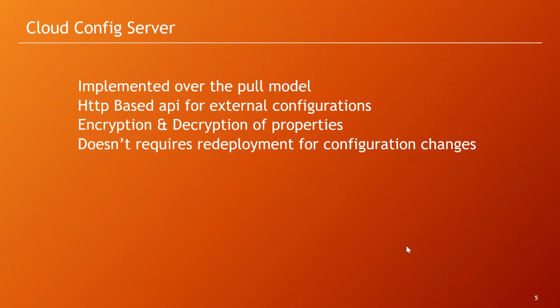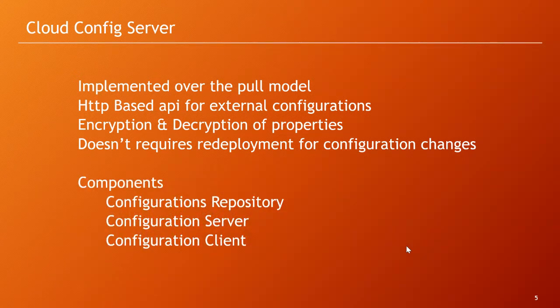Also, this config server provides an HTTP-based API so that you can expose your services through HTTP, and you don't have to implement a new kind of protocol in your application to get all these properties. It also provides encryption and decryption of properties. You can do encryption and decryption on the fly if your Cloud Config Server supports it. This also does not require a complete redeployment, so the application does not need to be redeployed to accept all those changes. So these are some of the benefits it provides.